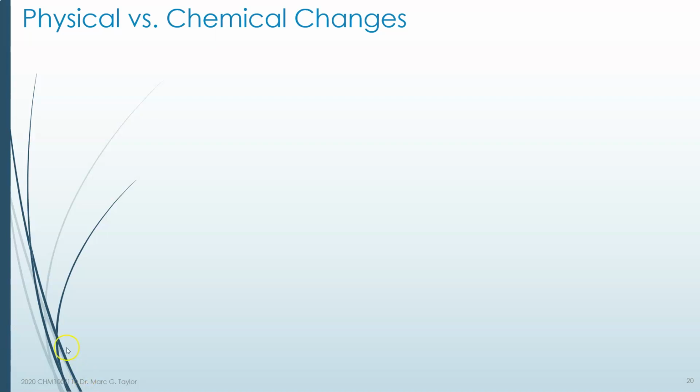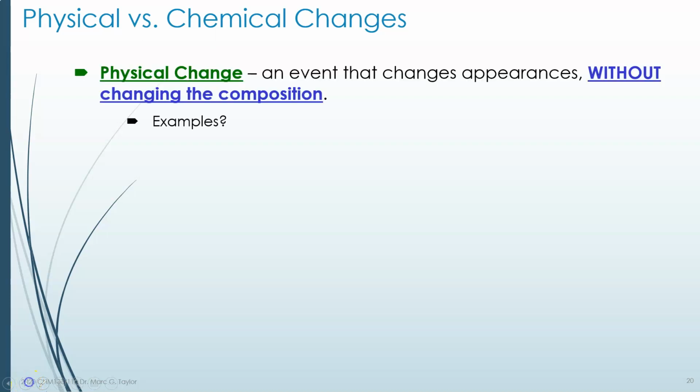When we're talking about the types of changes that can occur in matter, we have two different types of changes: physical changes and chemical changes. Physical changes are changes that occur without changing the composition of the substances or the mixture of substances. In other words, we're not changing the chemicals that make up the substances. We're not changing the formulas of those chemicals. We're merely changing how it looks.